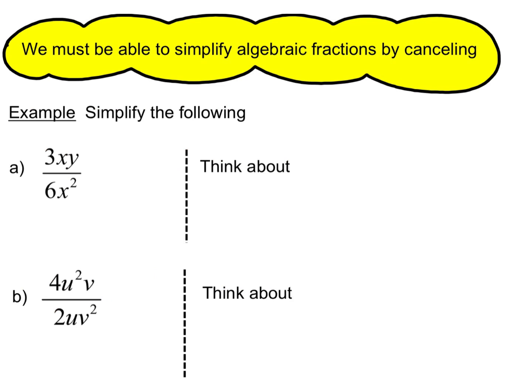So we're going to look at some examples of algebraic fractions and try and use this cancelling method, which remember is just division by the same amount at the top and the bottom, to solve these few problems here. So let's start off with this first one.